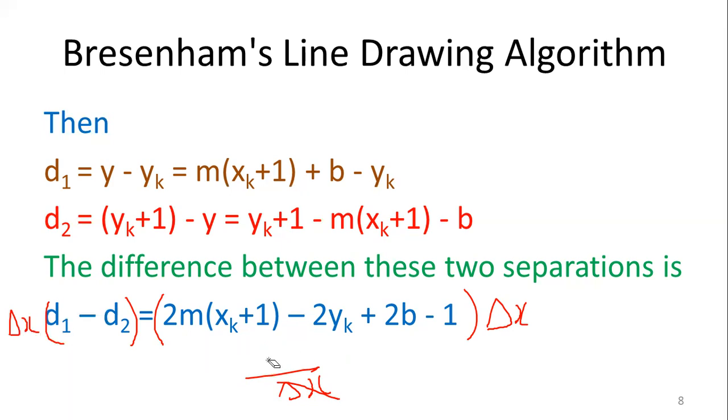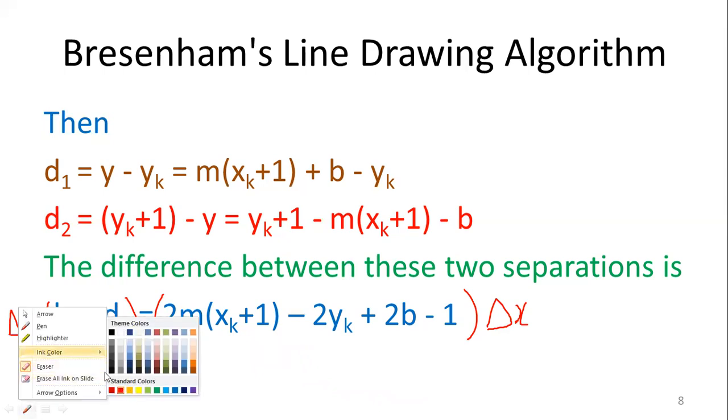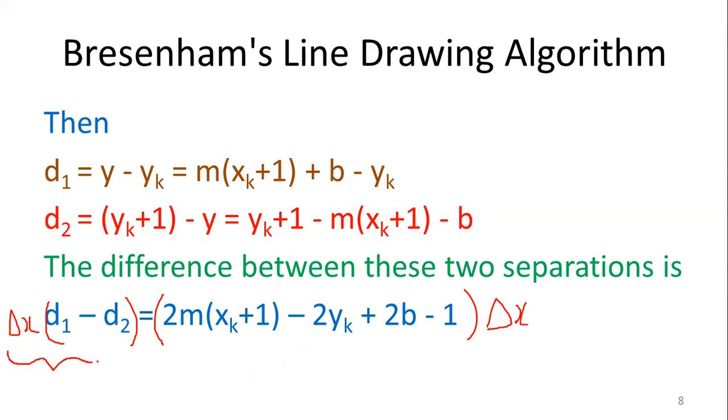That is the point. So we take this delta x into d1 minus d2 as our decision parameter pk. Actually, we can make a decision based on d1 minus d2, but the computation of d1 minus d2 involves floating point operations. So instead of taking d1 minus d2 as the decision parameter, we are taking delta x into d1 minus d2 as the decision parameter. So our pk is delta x into d1 minus d2.